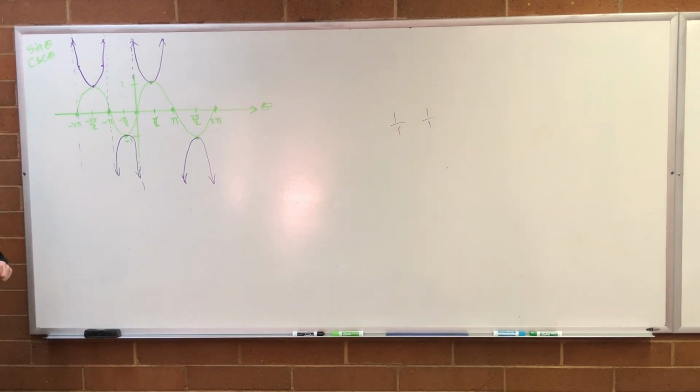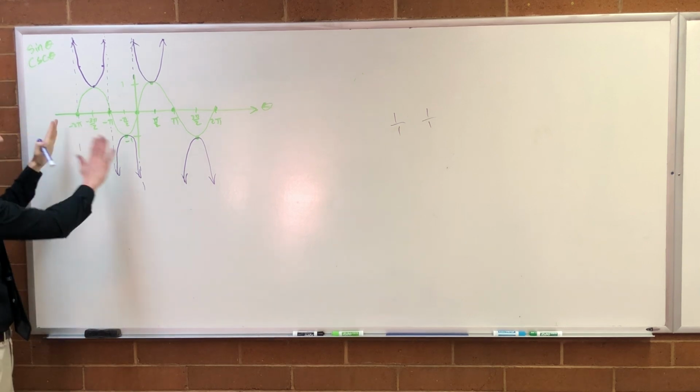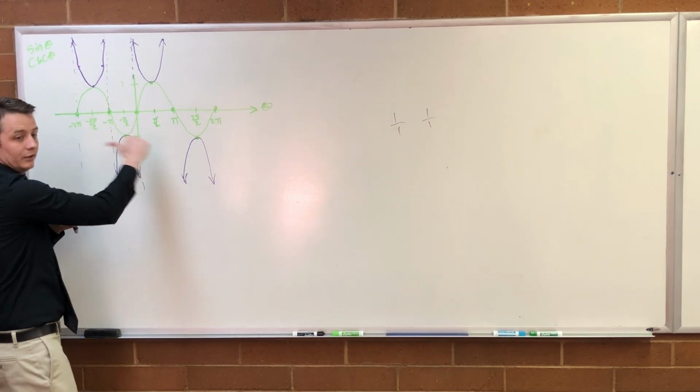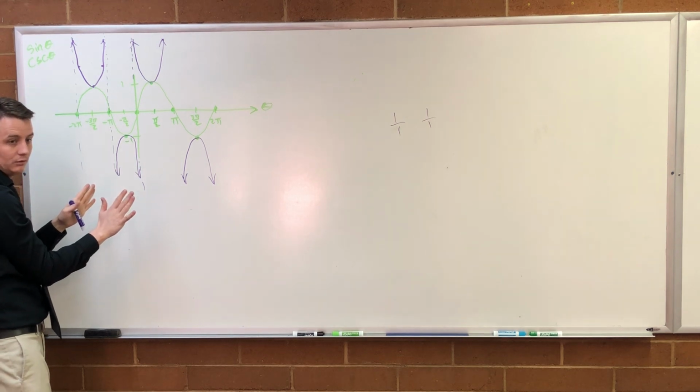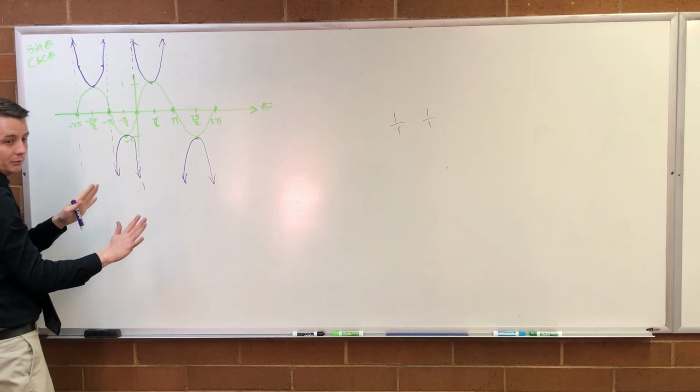You with me? Now, better pictures of these are in your book. So you can look in your book to see the pictures of these. But that's what it's going to look like, sine and cosecant. Now, if I were to graph cosine and secant, it's the exact same picture, but shifted this way pi/2. So I'm not going to bother with that one.